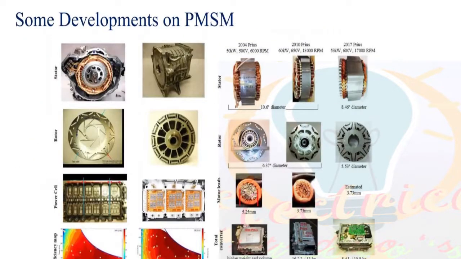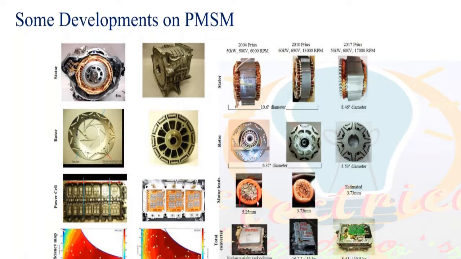Look at these examples. These are some of the development activities done by the Department of Energy at the Oak Ridge National Laboratory in the USA. For example, in 2004, the Toyota Prius motor looked like this. In 2017, you can see the stator's design. Not only the stator, you can look at how the rotor design changed from 2004 to 2010 and 2017.